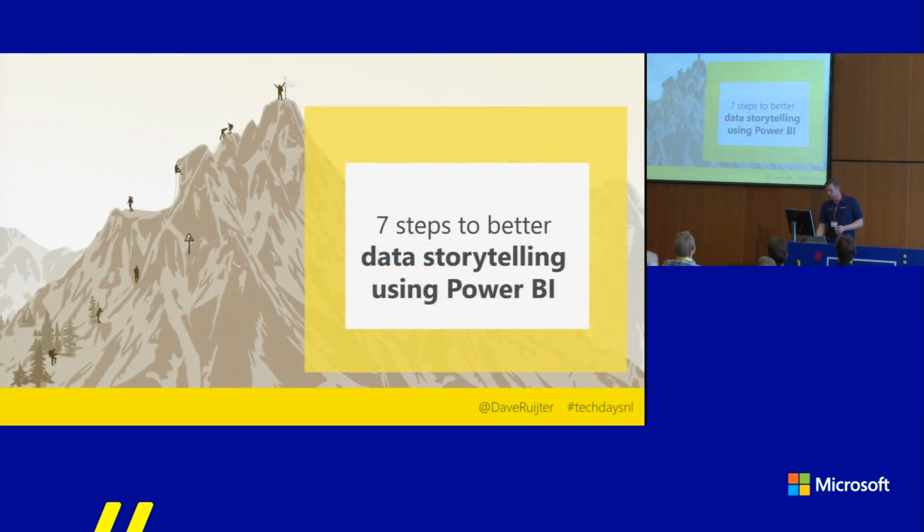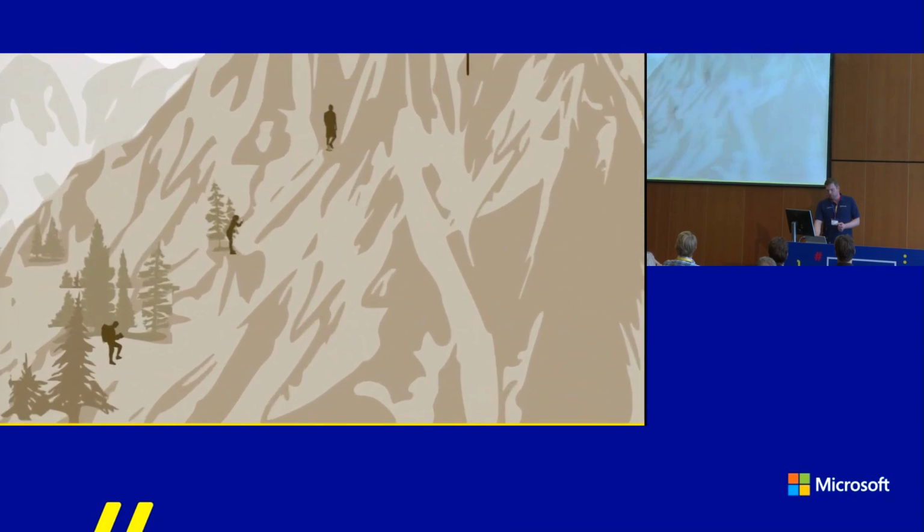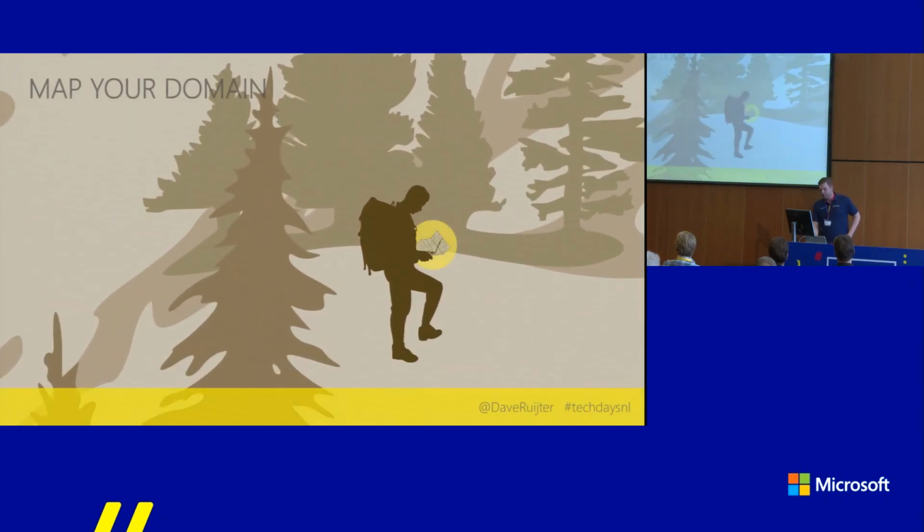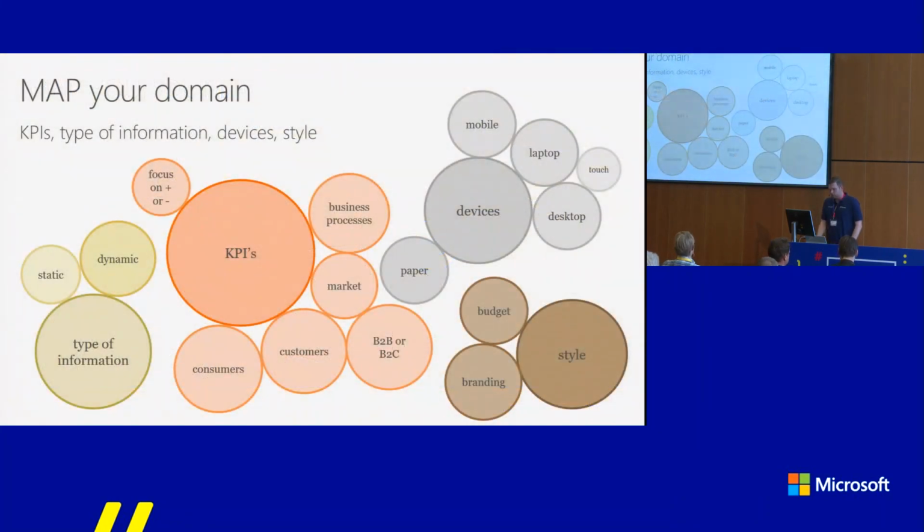So let's get better at storytelling in 7 steps. First step is map your domain. You have to know your audience, your data, what style to use. If you need to focus on the data going up or the data going down, what your consumers or your customers are. Is your report supposed to be business to business or business to consumer?